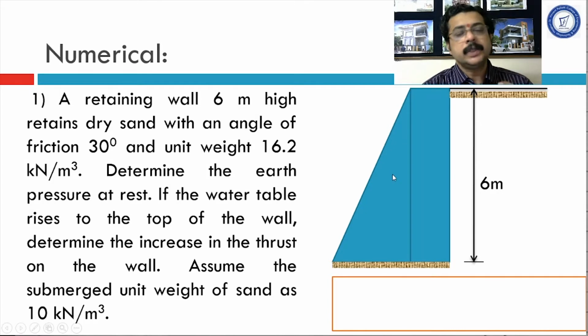So in condition 1 we will find out the lateral thrust on this wall. In the second condition also we will find out the total lateral thrust, and whatever is the difference between these two will be the increment in the lateral thrust. To find out lateral thrust we have to use the unit weight of the soil. Which unit weight? 10 kilonewton per cubic meter is given as its submerged unit weight. Okay, so let us begin with the solution.